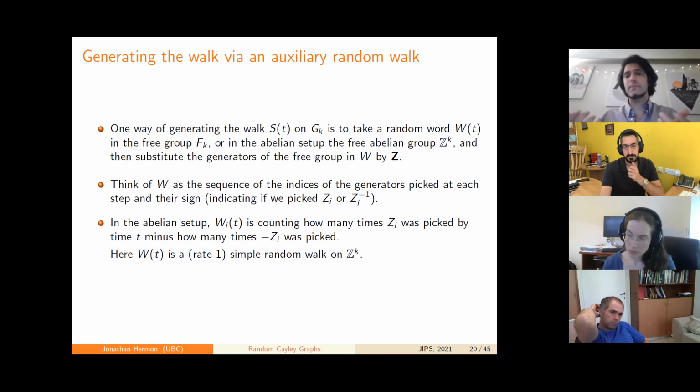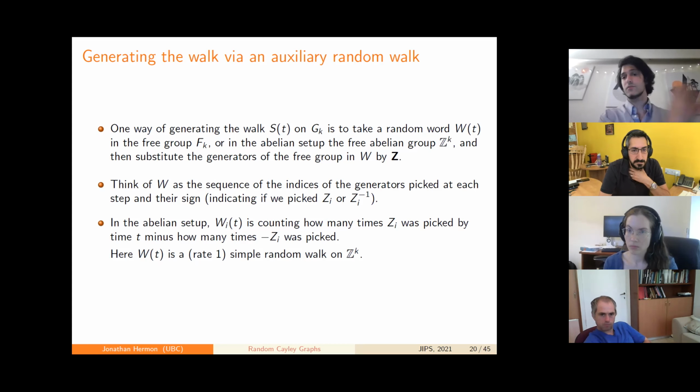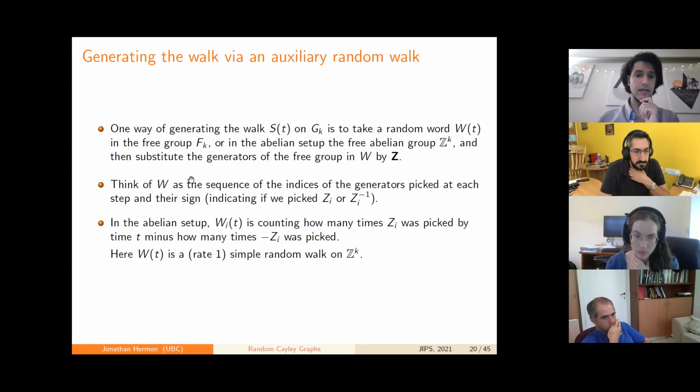Okay, so what's good about that? It allows us to deal with two sorts of randomness separately: the randomness coming from the choice of W and the randomness coming from the choice of generators. The way to think about W is just as the sequence of indices picked, in the order they're picked, and with the sign with which they are picked.